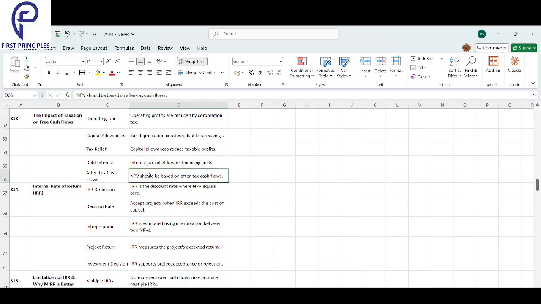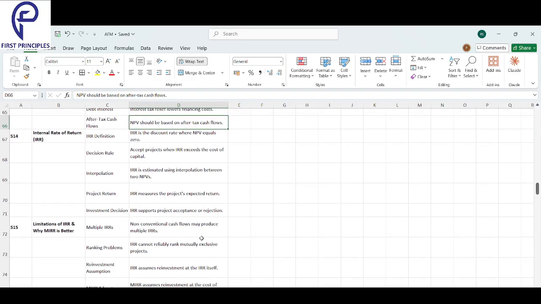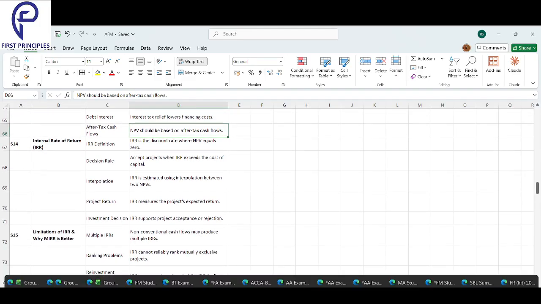And then finally, after tax cash flow. NPV should always be based on after tax cash flow. Whenever calculating NPV, always go for after tax cash flows. Very important. Next, we'll look into the internal rate of return and MIRR. But before we do this, we'll look into some sums quickly.